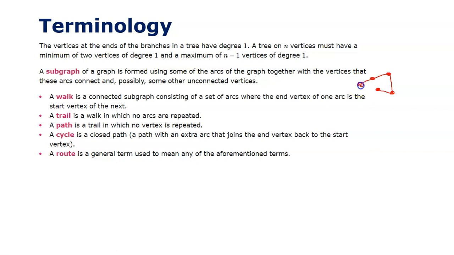Some of these terms you'll soon realize. So that would be a walk. A trail is a walk in which no arcs are repeated. Well, mine would also be a trail. This is a walk, but it's also a trail. A path is a trail in which no vertex is repeated.